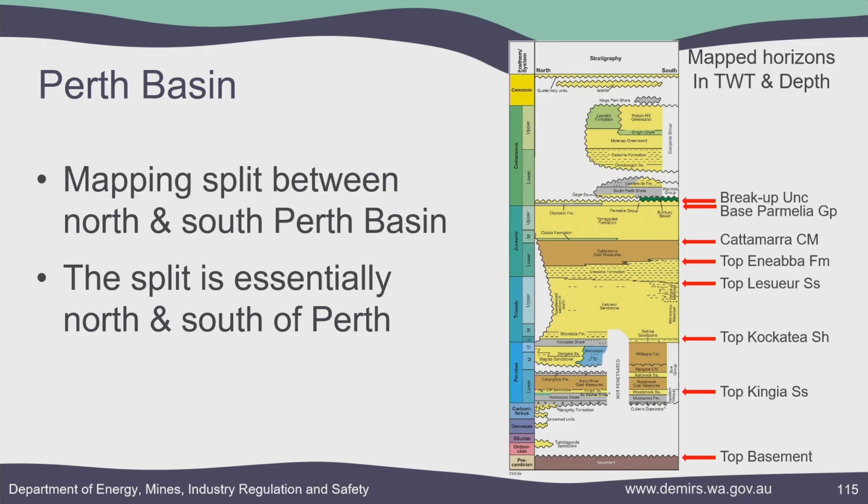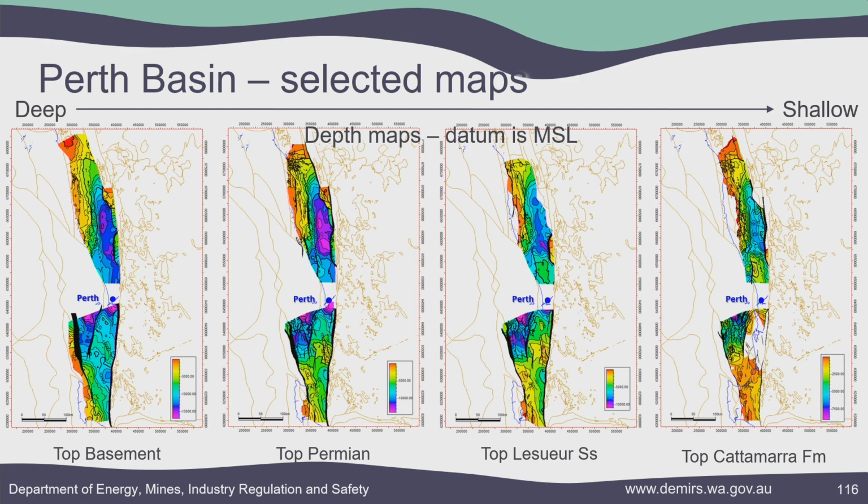You can see on the right is the stratigraphy of the basin, and the red arrows indicate the stratigraphic units that we've mapped. Not all of these units are mapped throughout the basin because they're absent in some areas. These are the mapping in the Perth Basin.